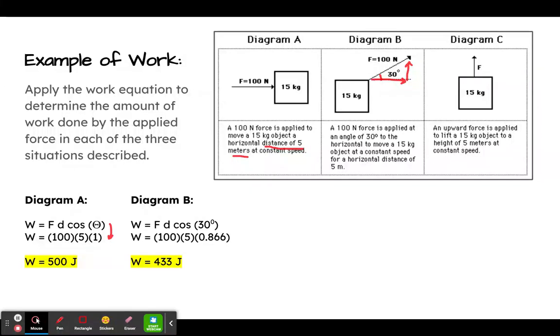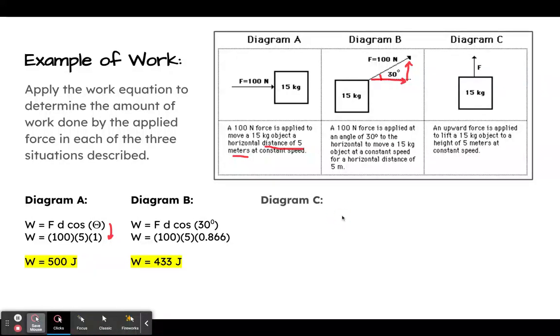Think about that for a second. Is it harder to pull something at an angle or straight on? I know personally when I pull my daughter in the wagon, the handle is purposely at an angle. Hmm, I wonder why that is. Must be easier to pull things at an angle. Obviously, there's going to be a limit to that, and I would encourage you guys to figure out what that limit is.